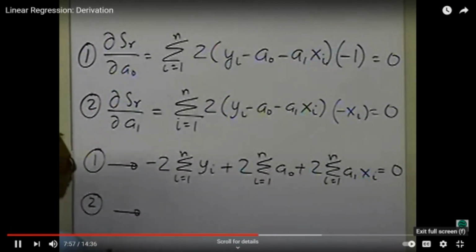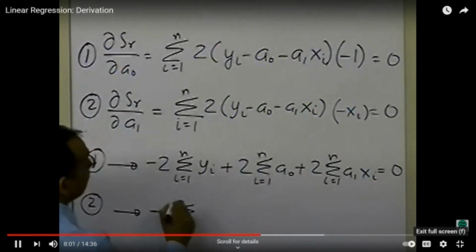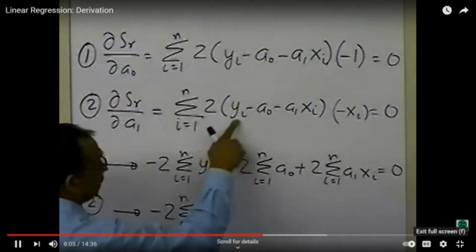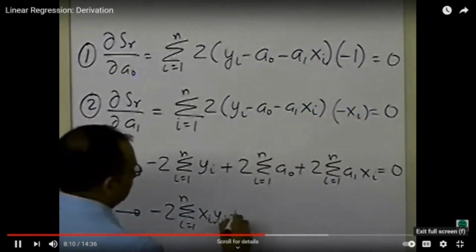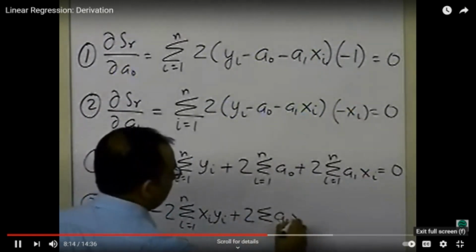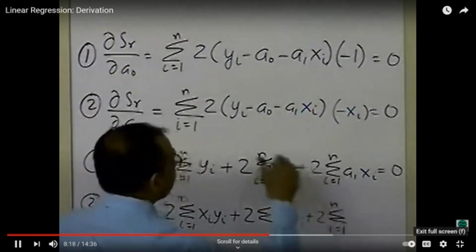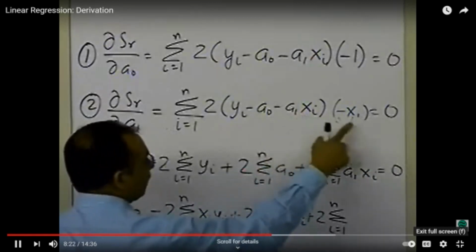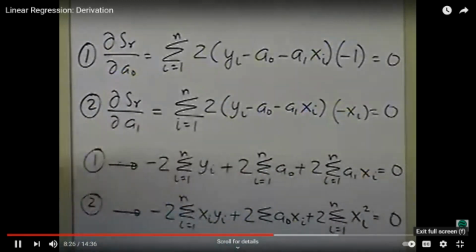Second equation again, I get minus 2 summation i equals 1 to n of x sub i times y sub i, because I have y sub i here and x sub i here, so that's why I get that. Then plus 2 summation a0 x of i plus 2 summation i equals 1 to n, I'll get a1 times x of i squared, because I'll have x of i here and x of i here. And that's what I'll get from there.